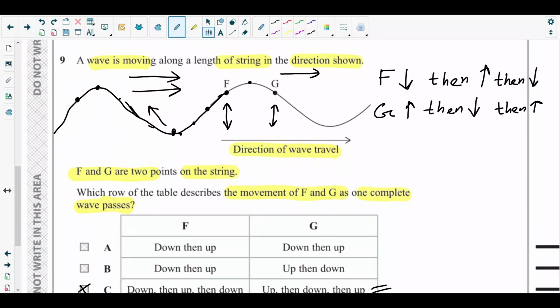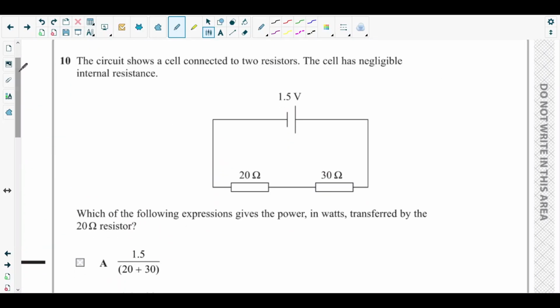Okay, fine. Next is MCQ number 10, the last multiple choice question of the paper. Here the question says the circuit shows a cell connected to two resistors. The cell has negligible internal resistance. Which of the following expressions gives the power in watts transferred by the 20 ohm resistor? So the power of the 20 ohm resistor equals what? P equals the PD across the resistor, that is V, times I.